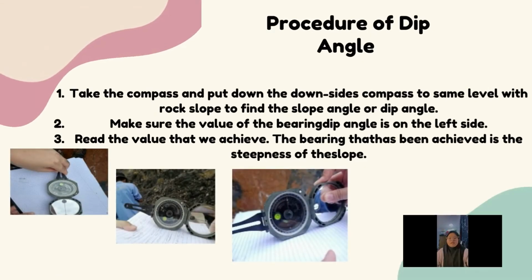Procedure of dip angle. First, take the compass and put the downside of the compass to the same level with the rock slope to find the slope angle, or the dip angle. Second, make sure the value of the bearing dip angle is on the left side. Third, read the value that we achieve. The bearing that has been achieved is the steepness of the slope.